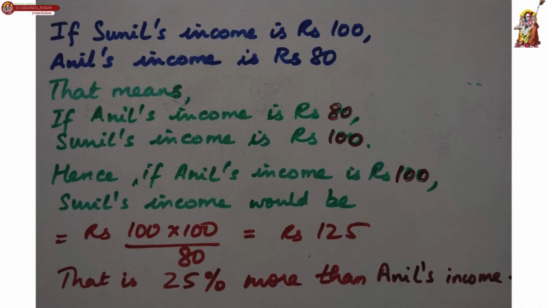which is equal to rupees 125. So, if Anil's income is rupees 100, Sunil's income would be rupees 125. So, for every 100, this is 125. That means Sunil's income is 25% more than Anil's income. So, this is the third method. So, in all these 3, we get the same answer, that Sunil's income will be 25% more than Anil's income. Okay.